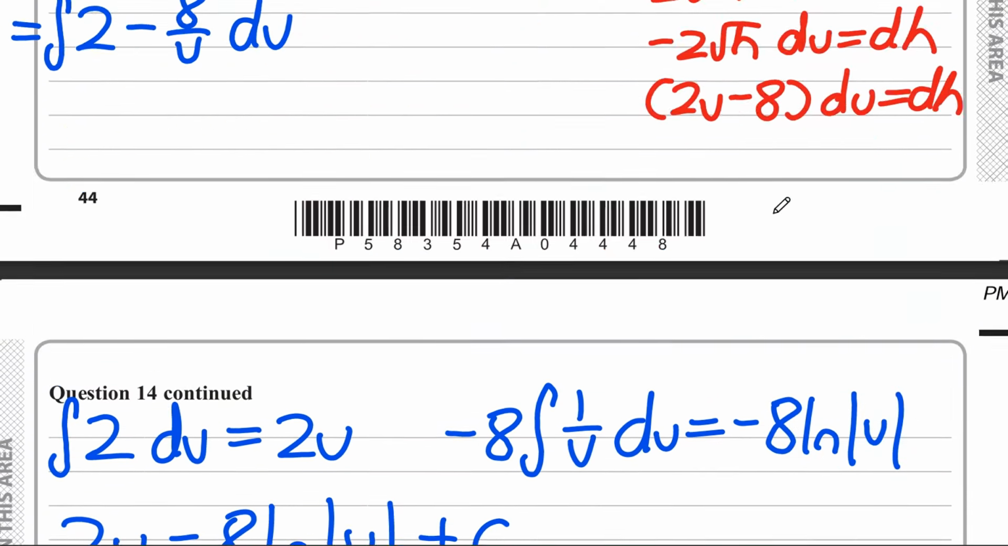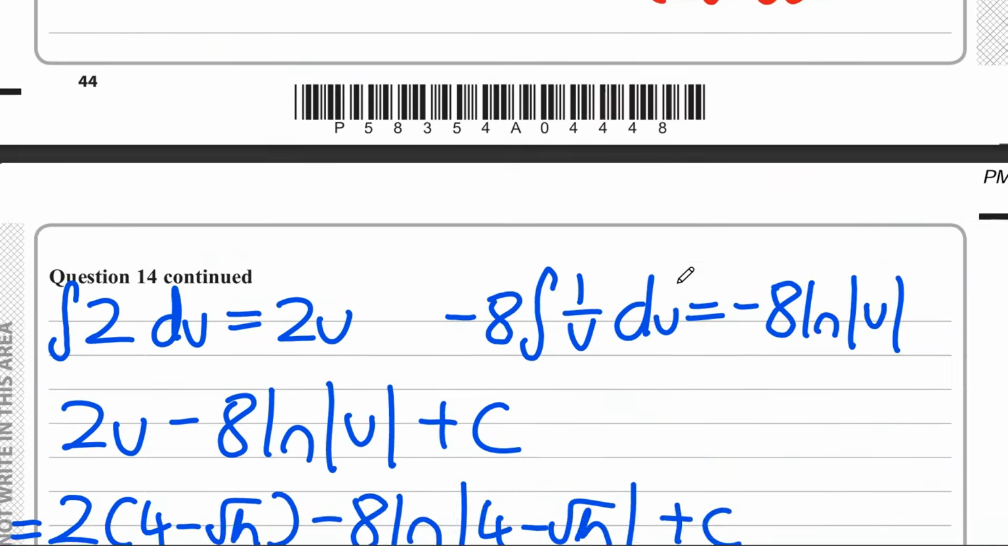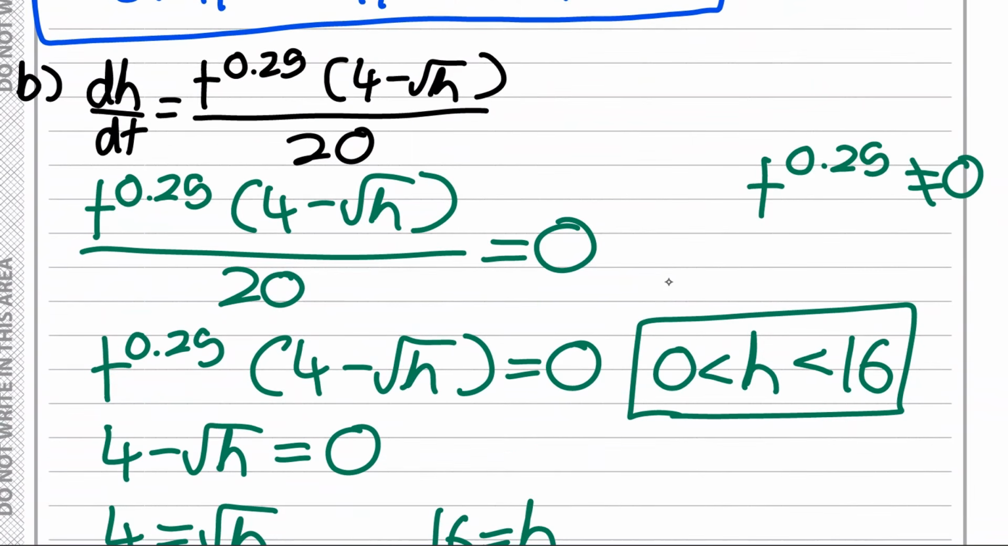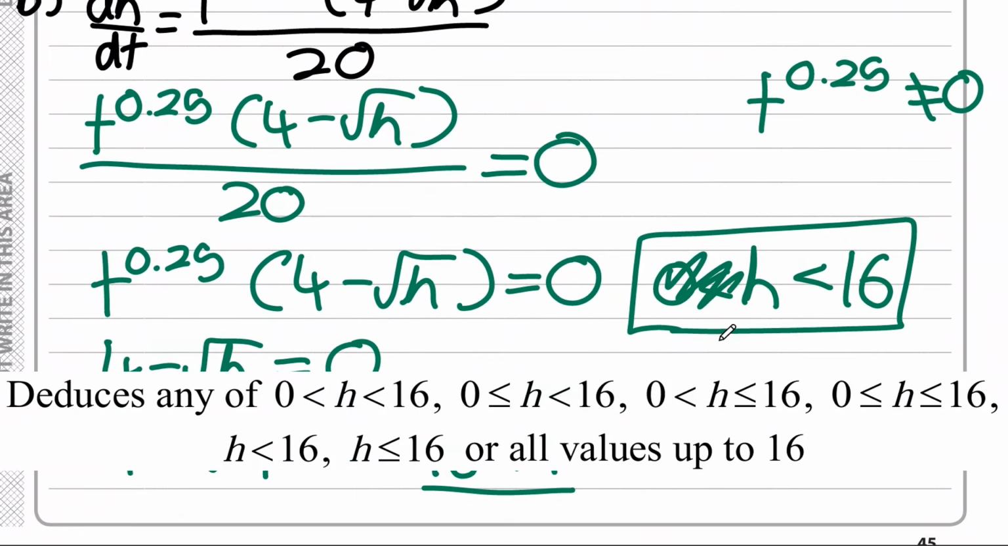However, it actually says in part C that one of these trees is 1 meter high when it's first planted, which would suggest that the minimum height is not actually 0, it's actually 1 instead. I just think it's slightly badly worded. If you look at the mark scheme, it doesn't care if you put a minimum value or not. All it wants is that h is less than 16.